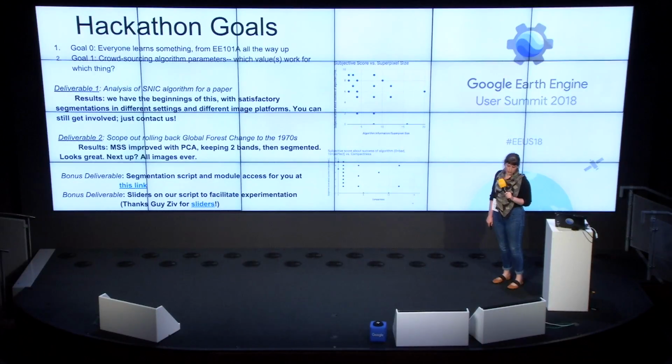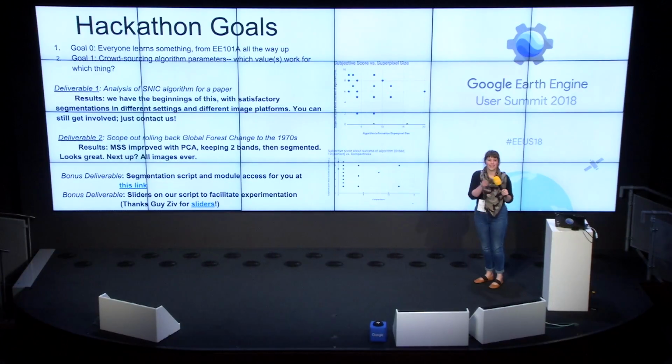We have a module that we can share, and you can put in your own parameters, your own image, and your own region. Our second deliverable was to start scoping out rolling back the global forest change to the 1970s, and this involves segmenting MSS images. We were able to do this if we implement the principal component analysis, keeping 2 bands, and then segment. It looks great, so we'll see what happens next. Hopefully, we can start segmenting all of the images ever that are in Earth Engine. Noel, I'm looking at you wherever you are.